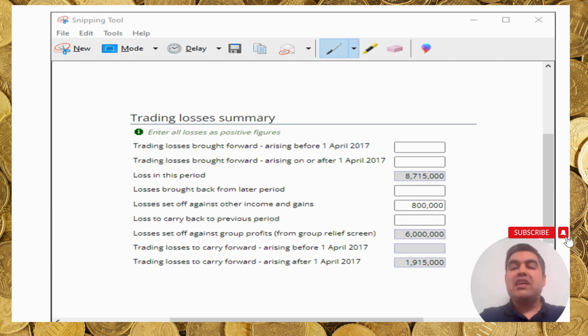So first you make a current year loss claim, and then any losses left, you can think to surrender to a group company. So we're still left with a trading loss to carry forward arising after 1st of April 2017. So how does this look in practice?